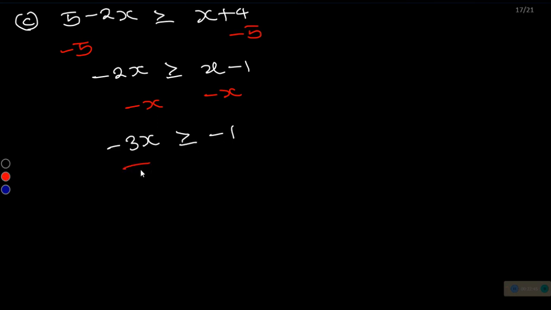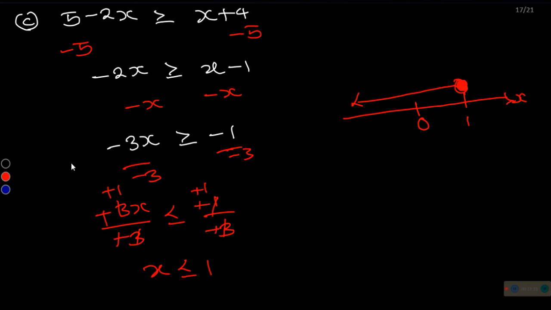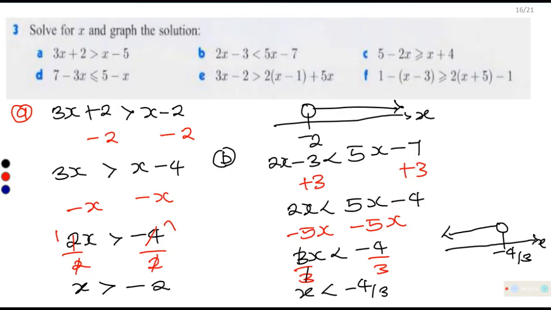And then we can divide both sides by minus 3. And remember, when you divide by a negative number, the sign changes. So we have minus 3x over minus 3 is less than or equal to minus 1 over minus 3. Let's cancel this, guys, this is plus 1, and this is also plus 1. So x is less than or equal to 1, and the number line will look like this. This is 1, and this region is 0. The circle will be shaded because the inequality includes equal to, and the arrow will point to the left, and this is the x-axis. So this is how to solve linear inequalities, guys.